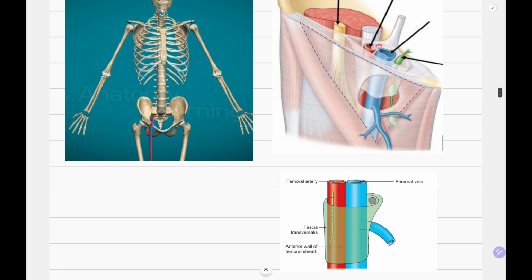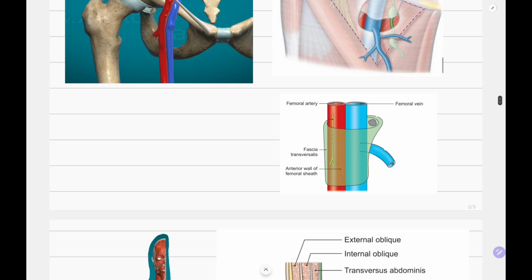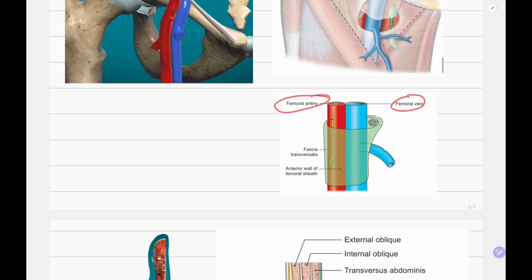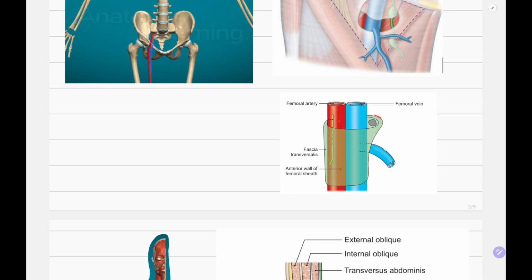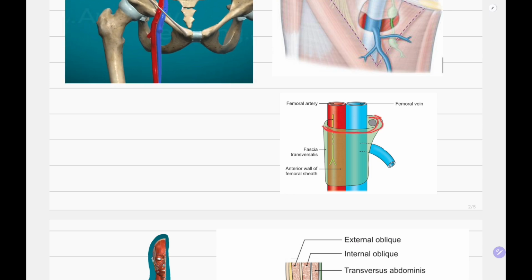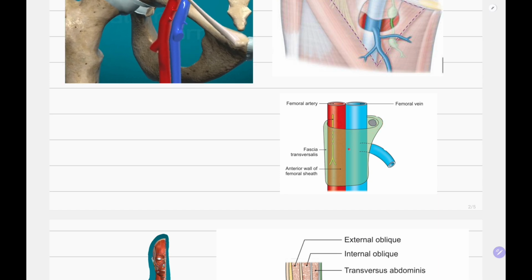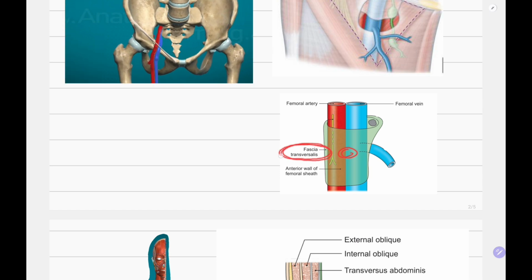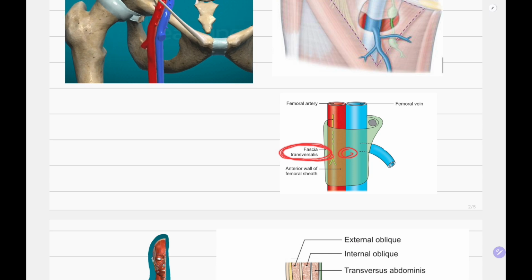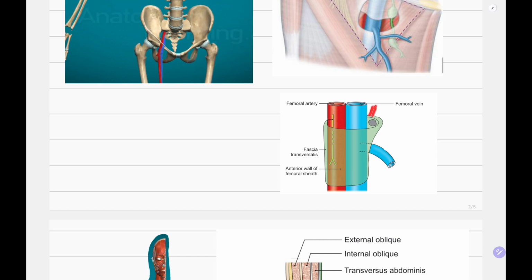This is the isolated picture of the same femoral sheath. This is our femoral artery, femoral vein, lymph node and its related lymphatics. This whole sheath encapsulates these vascular and lymphatic structures coming from the abdomen to the thigh. The anterior wall of the sheath, as I've already told you, is formed by fascia transversalis, which is the fascia of the anterior abdomen covering the transversus abdominis muscle. And the posterior wall of the sheath is formed by fascia iliaca.